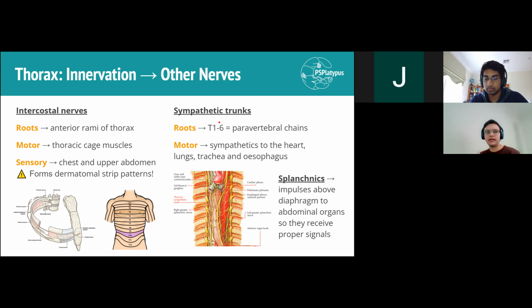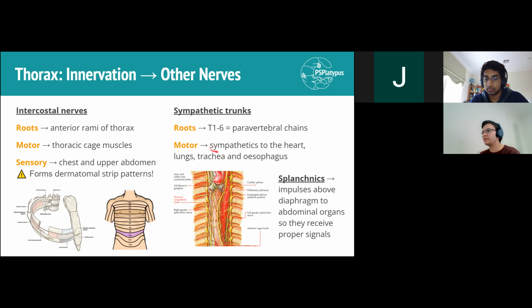Sympathetic trunks, and these again become more clinically relevant when you get to head and neck. But for the thorax, they will be in the thorax, and they kind of act as paravertebral chains. So they're on either side of the vertebral column. So here's one, and then here's another. And they kind of look like, yes, they're chains, but they also have these little ganglia, or you kind of think of them like beads on a thread on either side of the spine. And they will carry roots from T1 all the way through to T6.